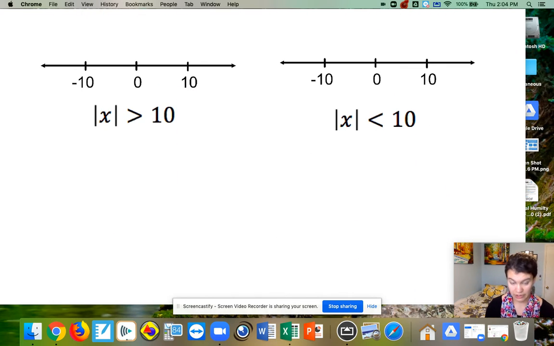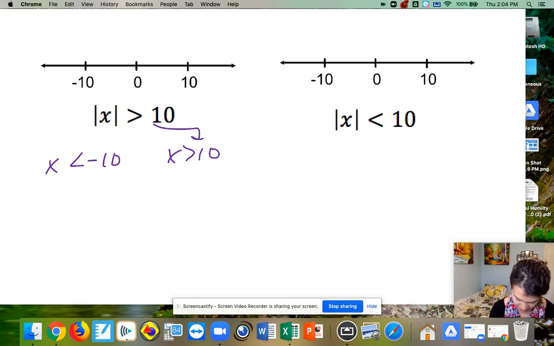So how do we do it with an inequality? Here we can break this up into our two things. We have x is less than negative 10, or x is greater than 10. So one stays the same and one flips. Here we would have x is greater than negative 10, and x is less than positive 10.